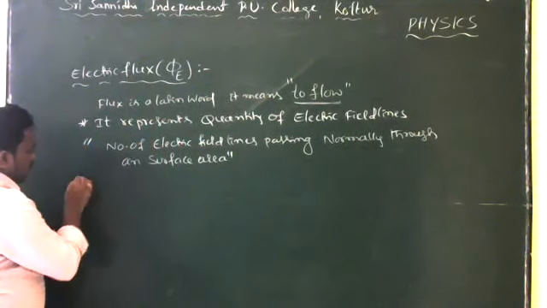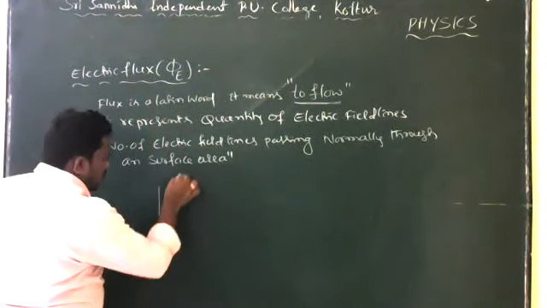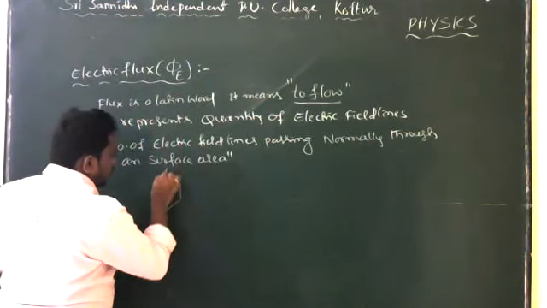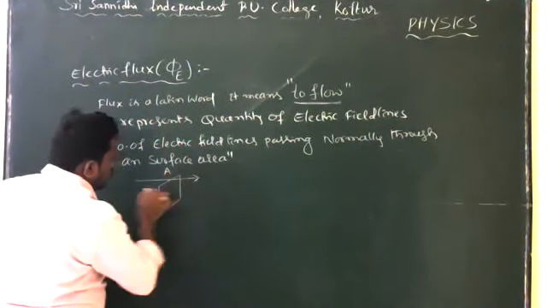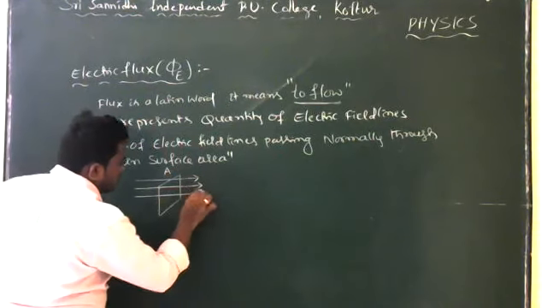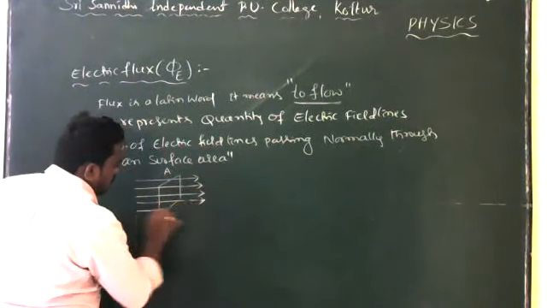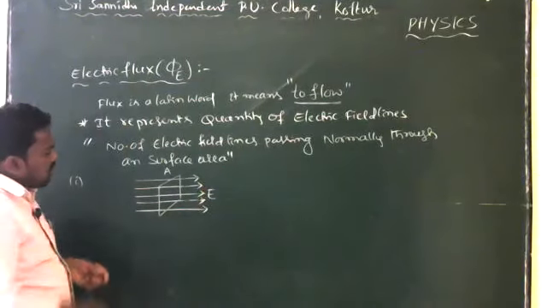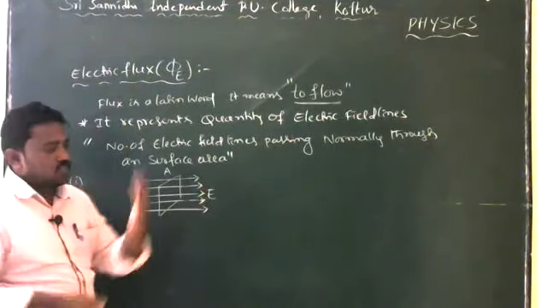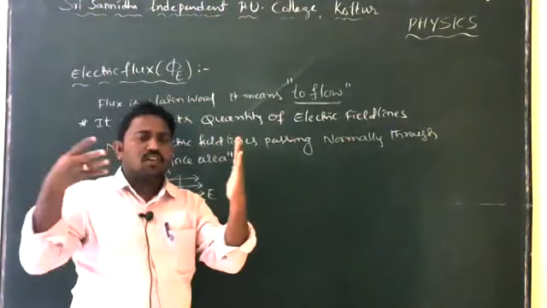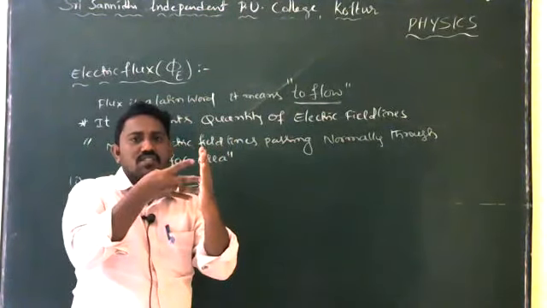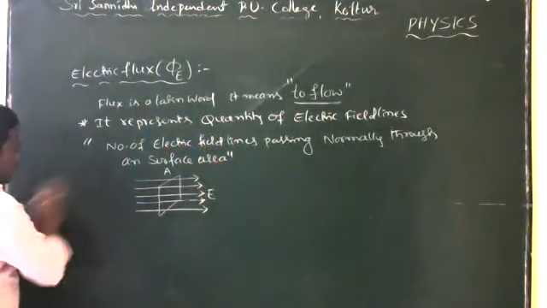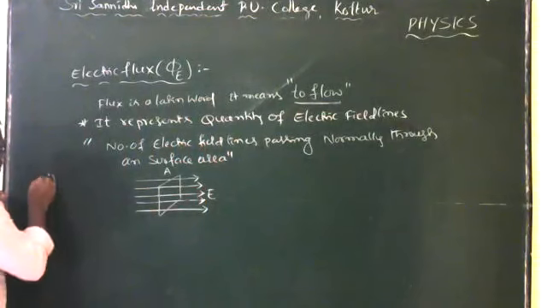So first of all, this is the area A. Here the electric field lines are passing through the area. The number of electric field lines passing through a surface, so this is the surface, that is called the electric flux. So here, first of all, electric flux.